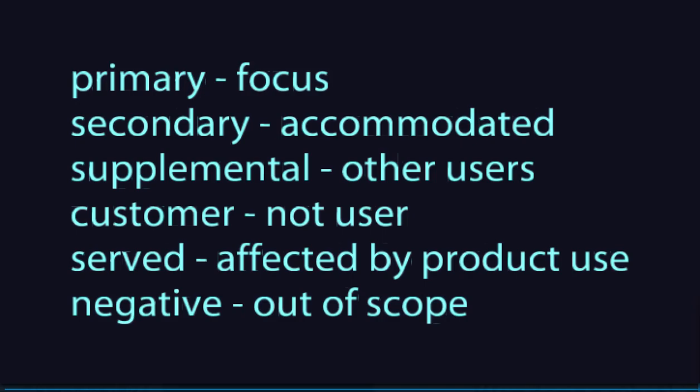Supplemental personas, which are not strictly necessary, are just other possible users. The customer is who's paying for it, not the user of it. So those are often two different people. There could be a customer persona. There could be a persona who is served, who's affected by the product use, even though they're not using it, and an anti-persona, which is a persona that's out of scope. And this can be very important to develop, to identify what it is that you don't want to do with your digital artifact.